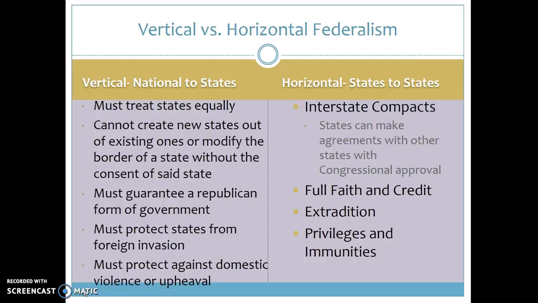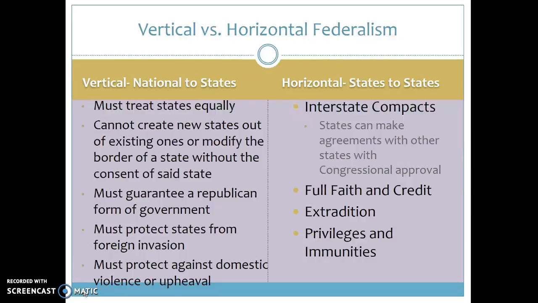So according to the Constitution, the federal government must treat states equally. They can't give preferential treatment. They cannot create new states out of existing ones or modify the border of a state without the consent of the state. They must guarantee a republican form of government for each state. They must protect states from foreign invasion. They must protect against domestic violence or upheaval. They're obligated to provide military aid, to provide disaster aid, etc., etc. And then there's horizontal federalism.